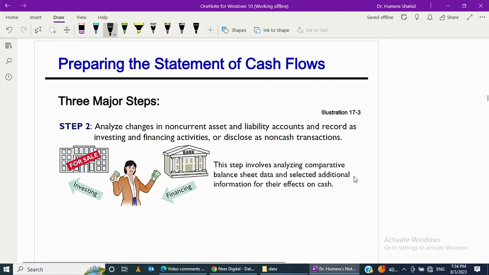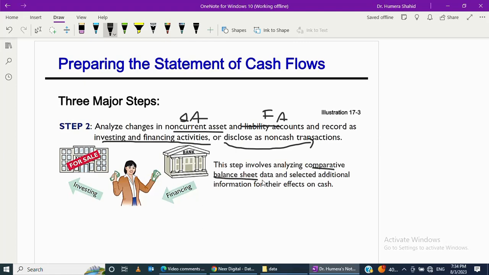Step number 2, analyze non-current assets. Why non-current assets? Because they help us in making investing activities, and liabilities help us create the financing activity. Also, by studying them and by reading the notes to the financial statements, you will be able to identify which are the non-cash transactions. So in this step you will compare the balance sheet long-term assets, long-term liabilities and equity, and the selected additional information which you need.